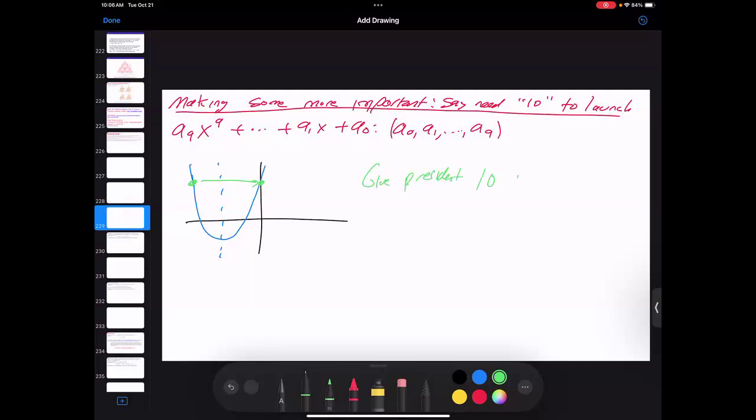Yeah, give the president 10 points. Give, say, provost 9 points. Maybe give deans 4 points. So 3 deans could launch.